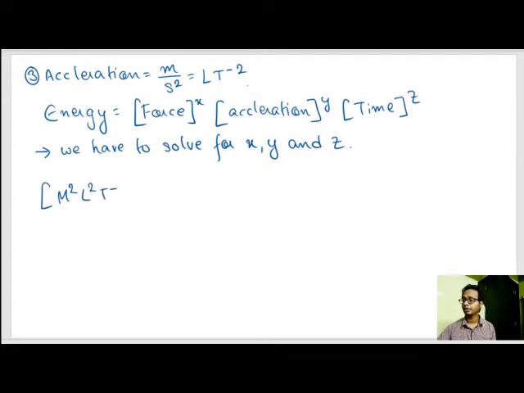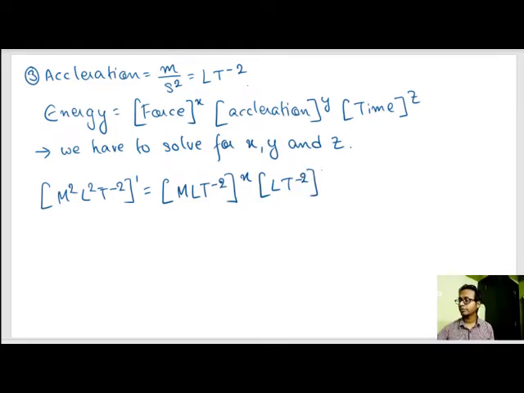Energy is M L square T to the power minus 2, to the power 1, is equal to dimension of force, M L T to the power minus 2, to the power x. Acceleration is L T to the power minus 2, to the power y, and time is T to the power z. Okay, this is our dimensional equation. Now we have to solve.